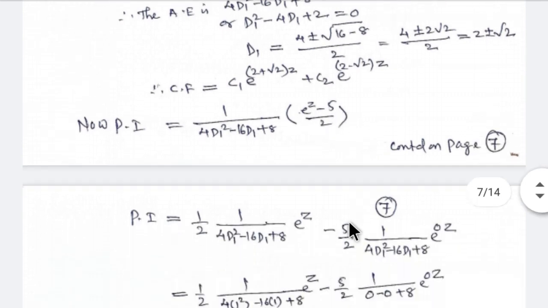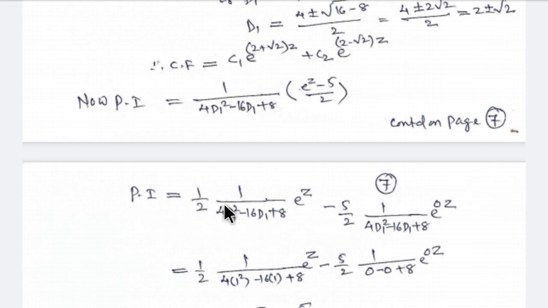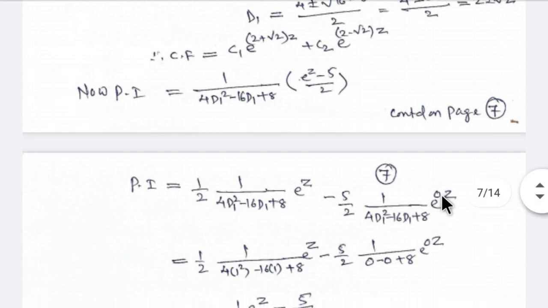Then the particular integral equals 1 by 2, put the constant as it is, only operate on this function; separately you take it, multiplying inside, minus 1 by 4D1 square minus 16D1 plus 8 operating on e raised to z, and 5 is also a constant, put as it is, 5 by 2. But here, in the place of 1, you write e raised to 0 z. So 1 by 4D1 square minus 16D1 plus 8 operating on 1, in the place of 1 you write e raised to 0 z.